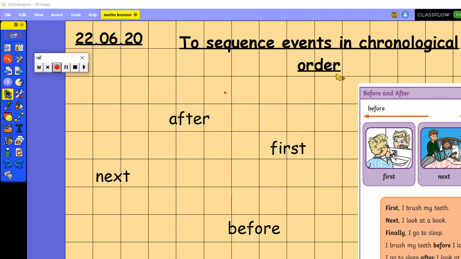Okay, so here's some sentences. First, I brush my teeth. Next, I look at a book. Finally, I go to sleep. I brush my teeth before I look at a book. I go to sleep after I look at a book.